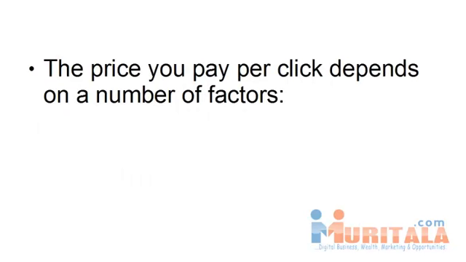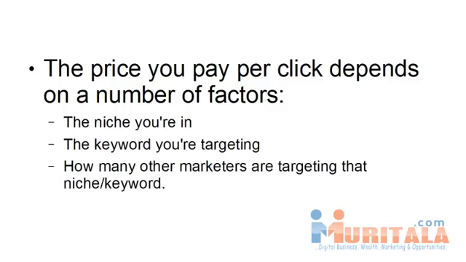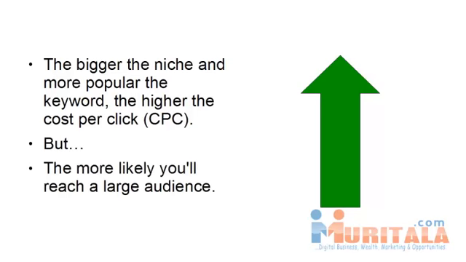Now, the price that you're going to pay for each click depends on a number of different factors. It depends on the niche that you're in, the keyword that you're targeting, and how many other marketers are targeting that niche or keyword. Now, pros and cons to both, of course. The bigger the niche and the more popular the keyword, then the higher the cost per click, otherwise known as CPC. But the more likely you're going to be able to reach a large audience.